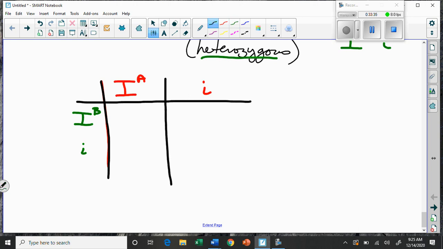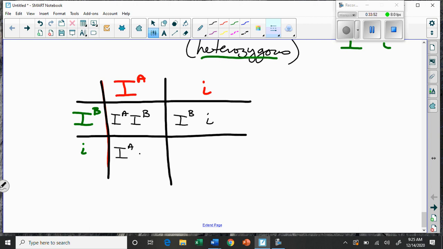And so then we can figure out the possible combinations. Well, this would be IAIB. This would be IB with a little i. This would be IA with a little i. And the last one would be this little i combination. So if we look at the possibilities for type A blood, there's only one genotype here that would give us type A blood. So we could write type A is 1 out of 4, right? 1 out of the 4 possibilities.